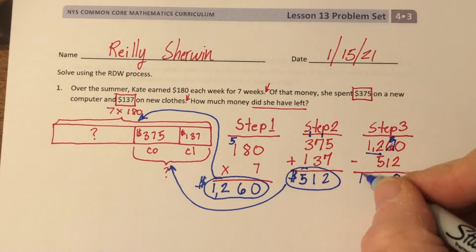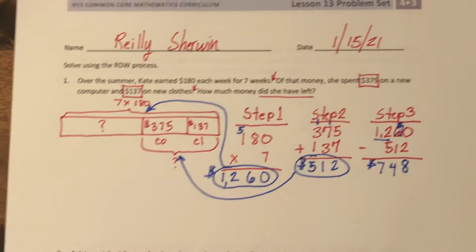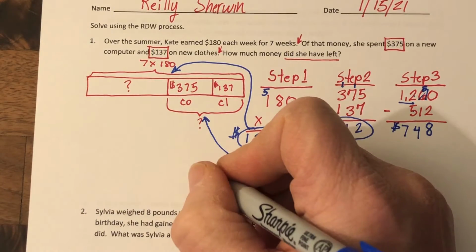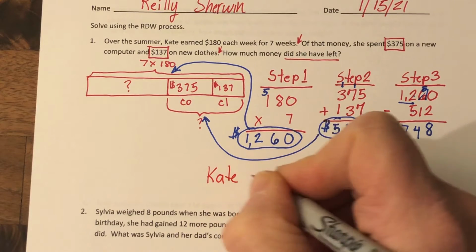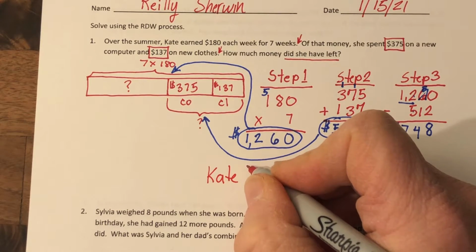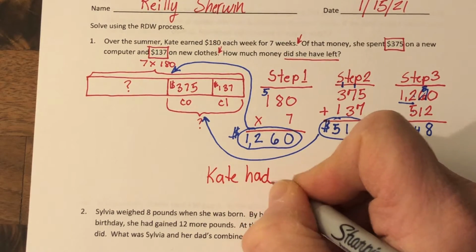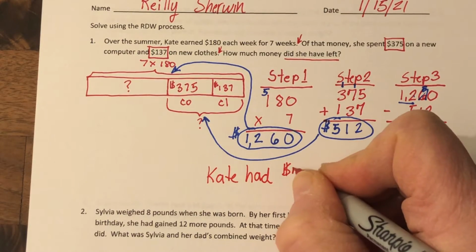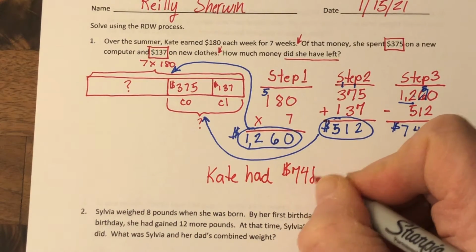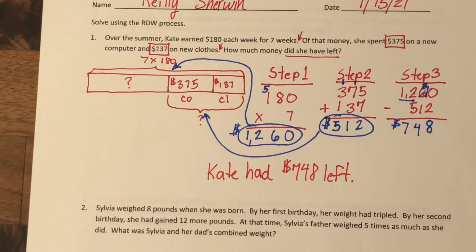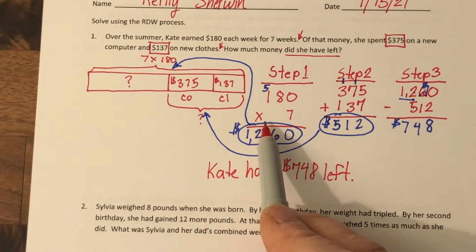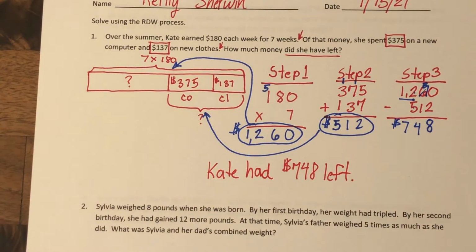$748. So then I write down in a sentence here, Kate has or had $748 left. Period. Okay? All right, 3-step problem. That was a lot. I did some multiplication, addition, and subtraction to solve that problem.